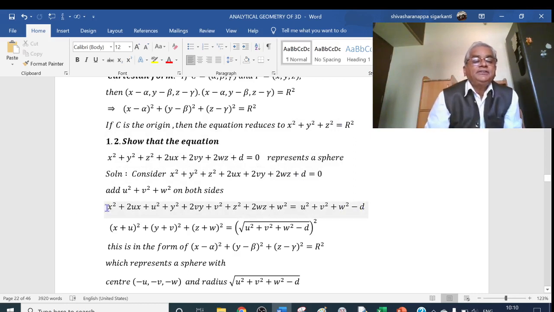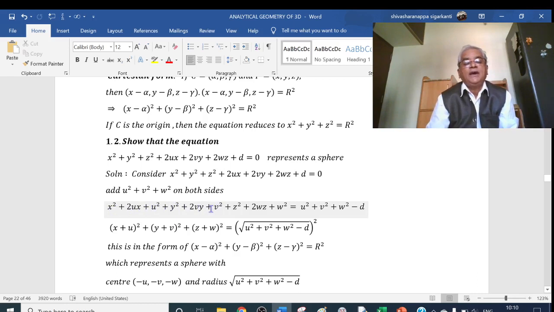See, what are these terms here? x² + 2ux + u² is nothing but (x + u)². And these three terms, y² + 2vy + v², is nothing but (y + v)². These three terms give (z + w)². So the left hand side can be written as (x + u)² + (y + v)² + (z + w)² is equal to, on the right hand side, u² + v² + w² − d. I will take a square root and I will take a square.